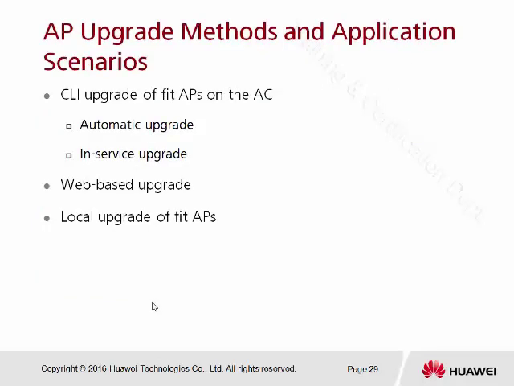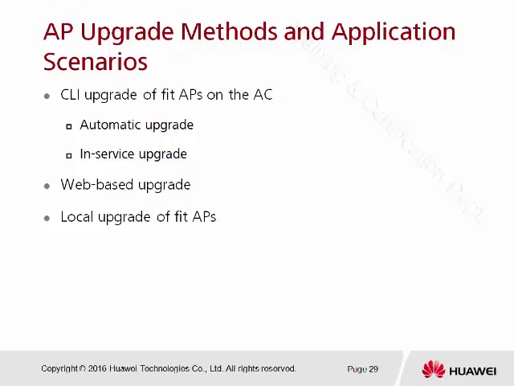All right, AP upgrade method and application scenario. For the CLI upgrade of the fit AP on the AC, we have two: we can use the automatic upgrade or the in-service upgrade. The automatic one means when the AP goes online and detects that the current firmware is outdated, it searches for the latest version and does the upgrade automatically. For the in-service upgrade, it's not automatic. You base it on the administrator, who pushes the upgrade to all the APs.